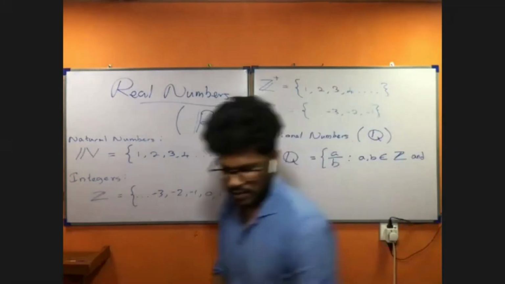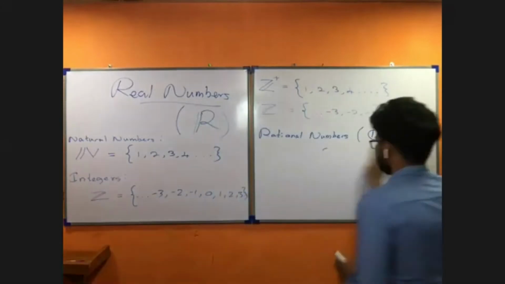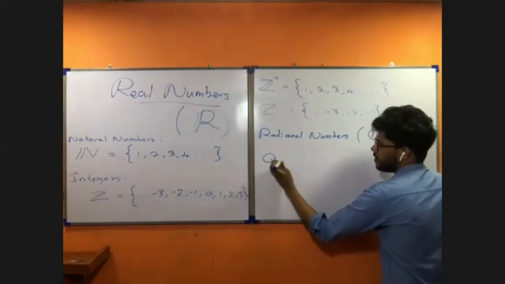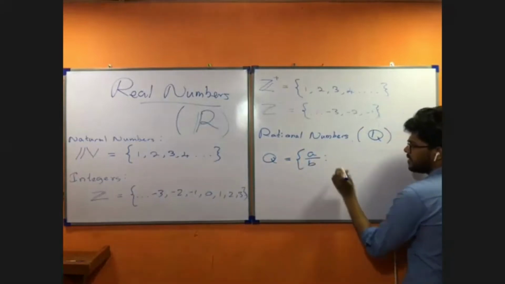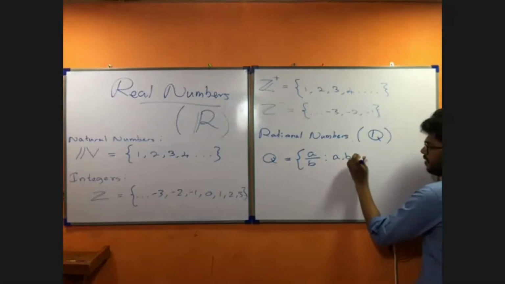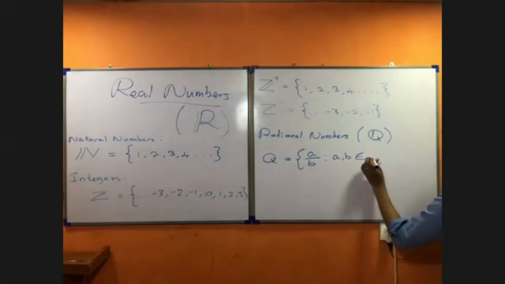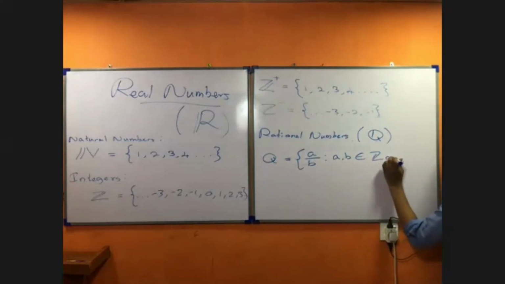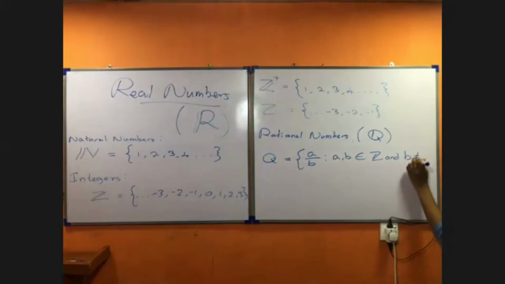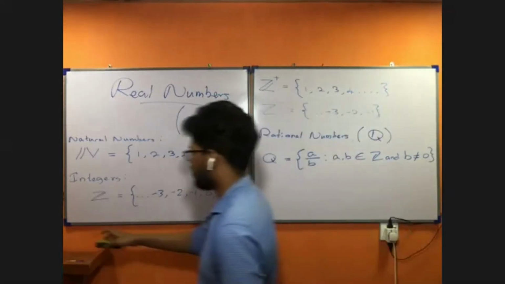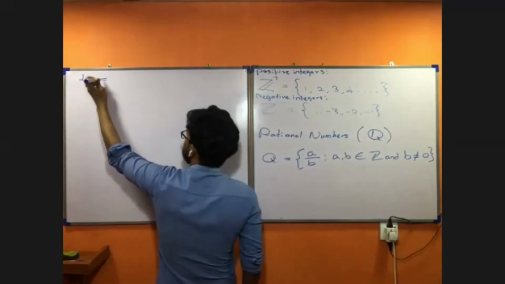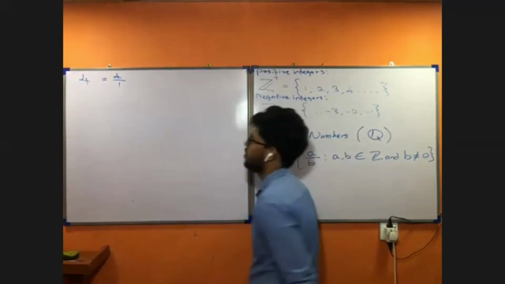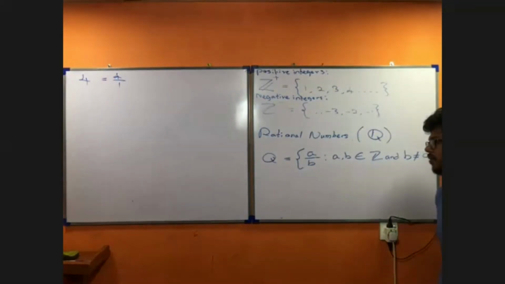Space is not enough, so let's rewrite it. Q is equal to A divided by B such that A comma B belongs to integers and B is not equal to 0. B cannot be 0. So take 4, for example. 4 can be expressed as a fraction, which is 4 divided by 1. So that is a rational number.